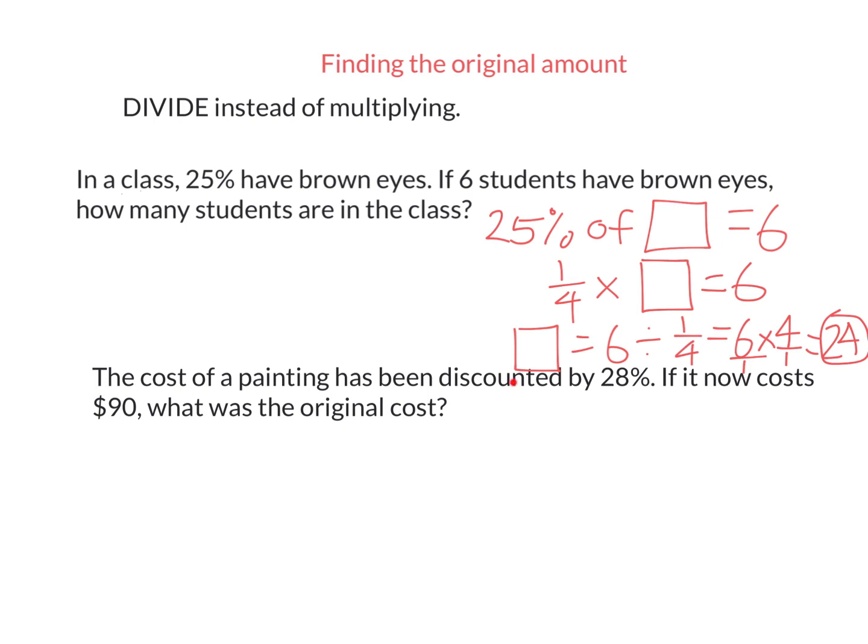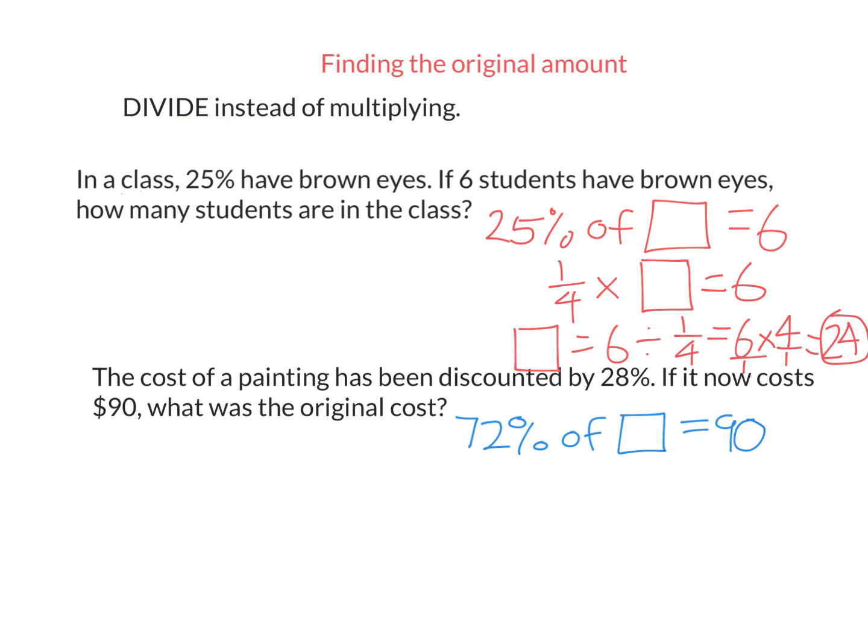So let's look at this question. Cost of a painting discounted by 28%, now costs $90. What was the original cost? So remember, when you discount something by 28%, you're only paying 72% of the original price. So 72% of the original number, we don't know what it is yet, gives us 90. So we're finding the original amount because we're saying what number when I start with and take 72% of it gives me 90. So I don't expect you to know the answer straight away, but we should know the answer has to be more than 90.